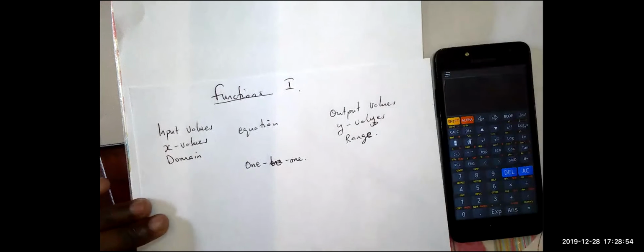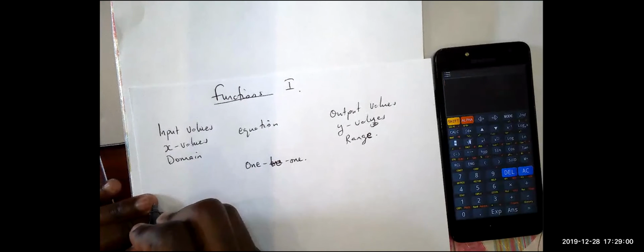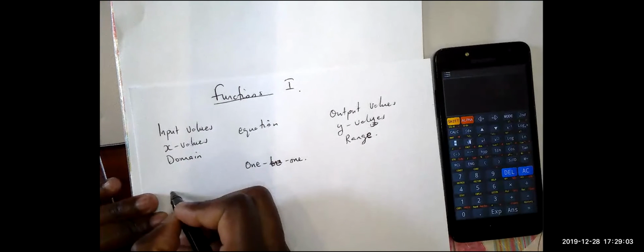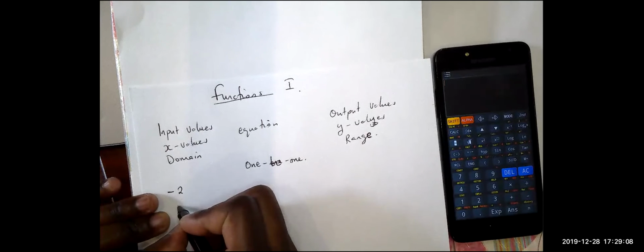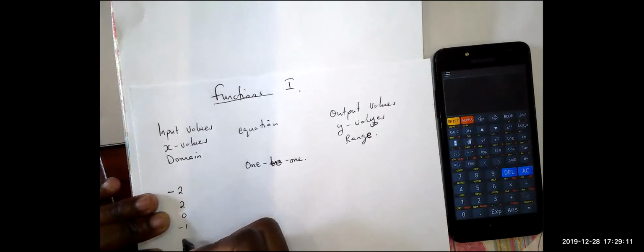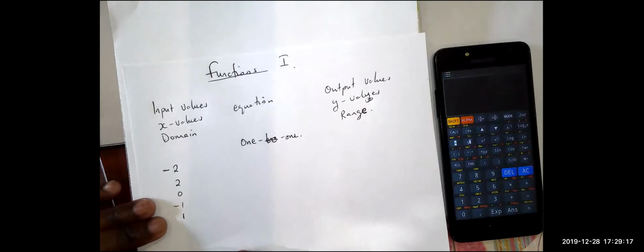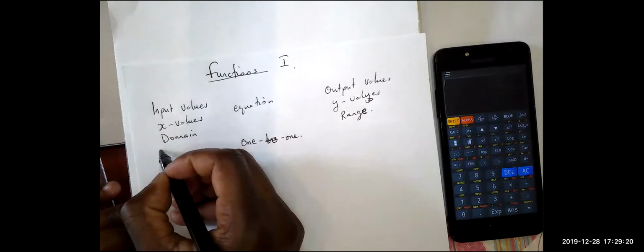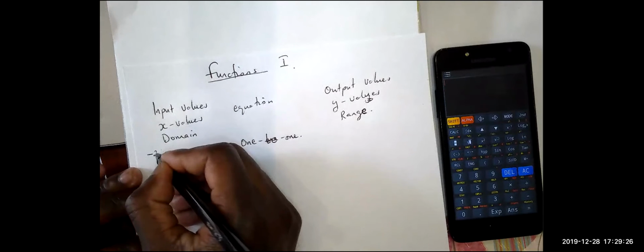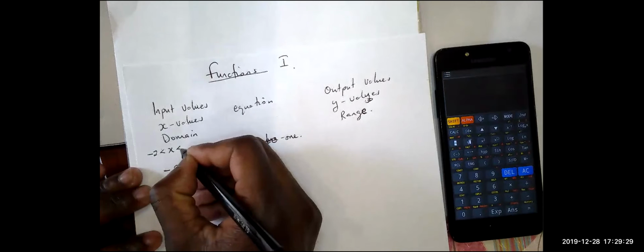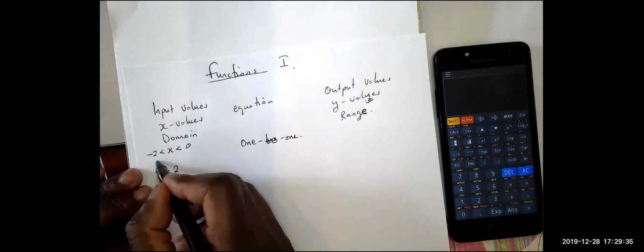So let's talk of maybe numbers, let's say negative 2, and also 2, 0, negative 1, and 1. And this is our domain. In this case our domain is negative 2 less than or equal to x, less than or equal to 2. That's how we write the domain.